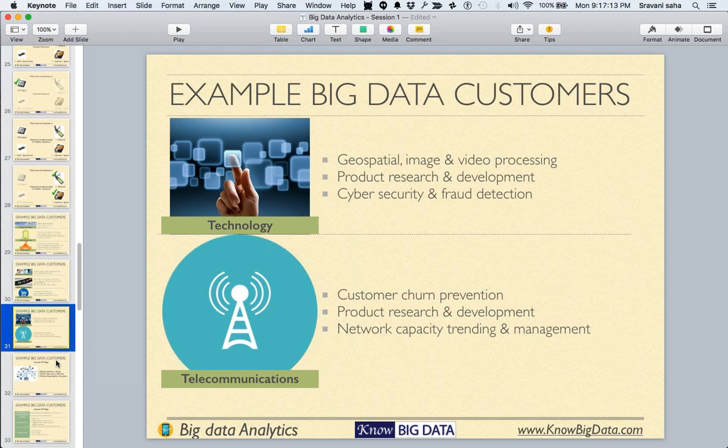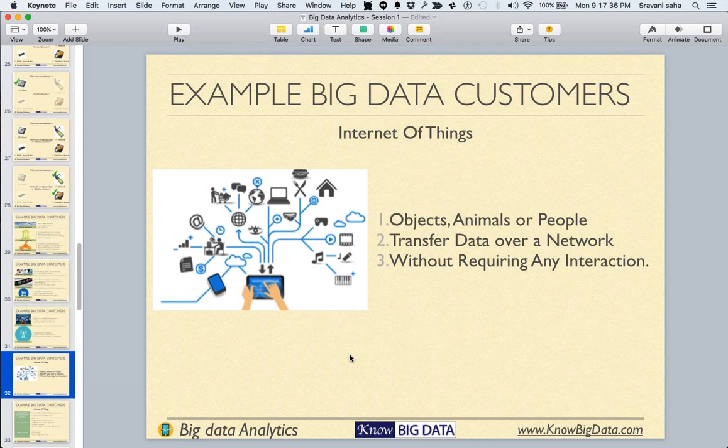Similarly, you can do product research and development quickly if you have good enough data and you can analyze that data. Similarly, you can always do network capacity trending, as in this side of network has been increasing at this rate, and this kind of network has been increasing in this pattern. So if you can predict that, you can also manage that. And of course, the internet of things.